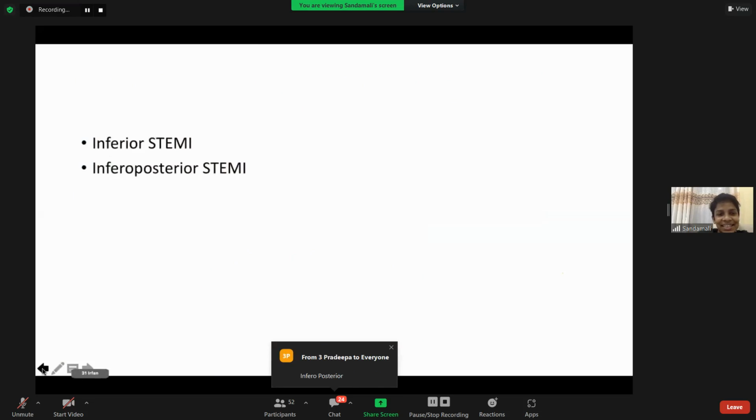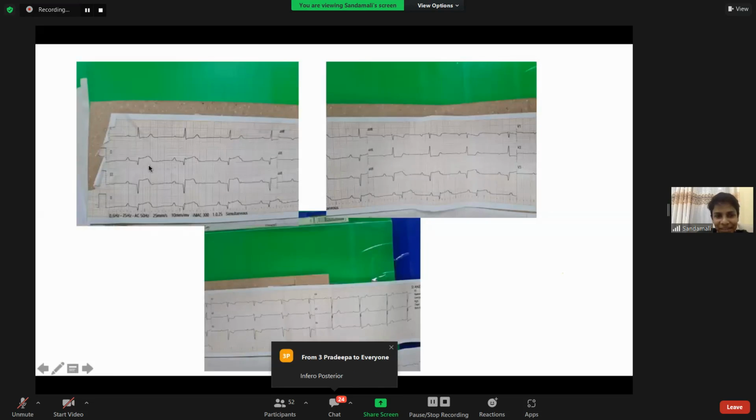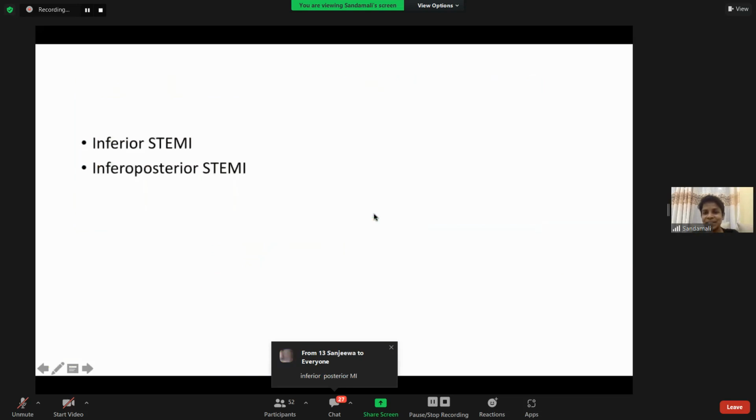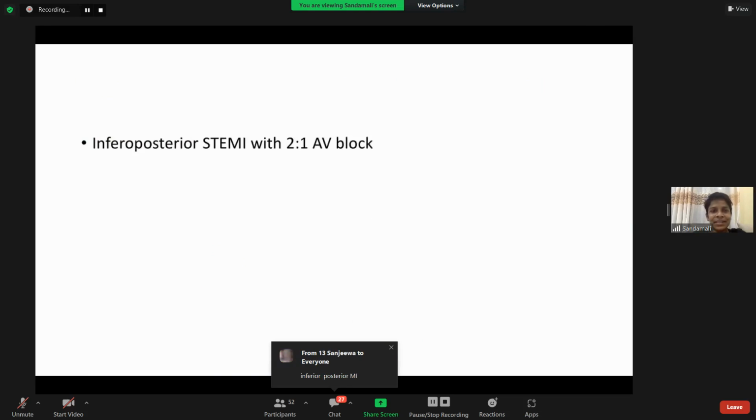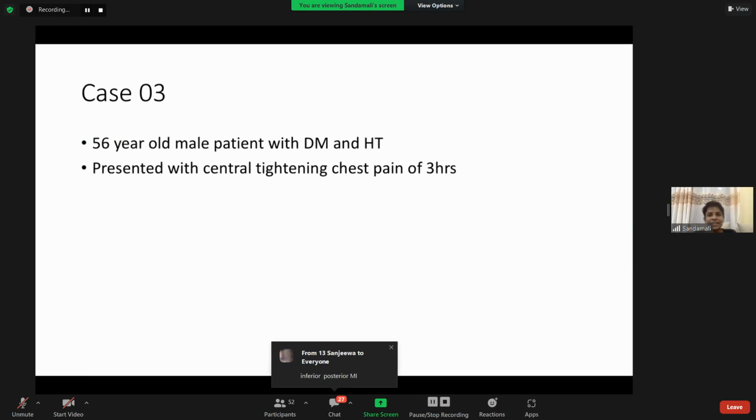It is infero-posterior STEMI. There is ST elevation in 2, 3, aVF, and ST dips in V1 to V3. These are actually real patients' ECGs, not internet ones. And you can see that there is an AV block also here. There is a P wave here, P wave here. So 2 to 1 block is also there. Right, case number 3. You don't have to answer that actually.